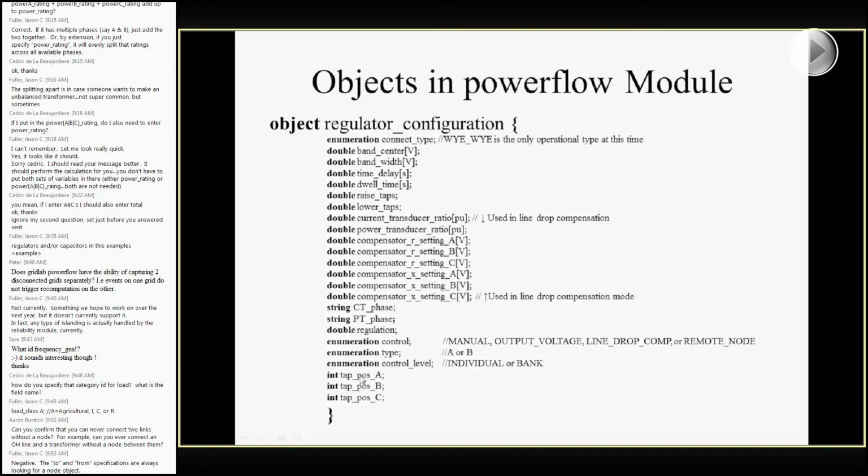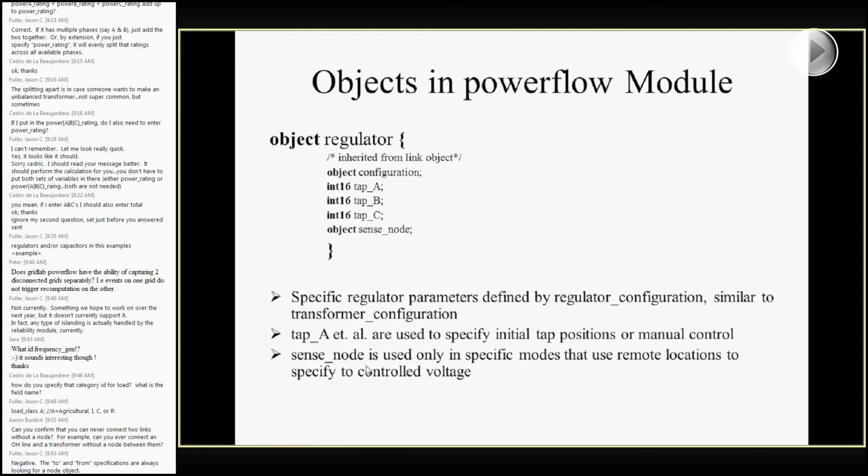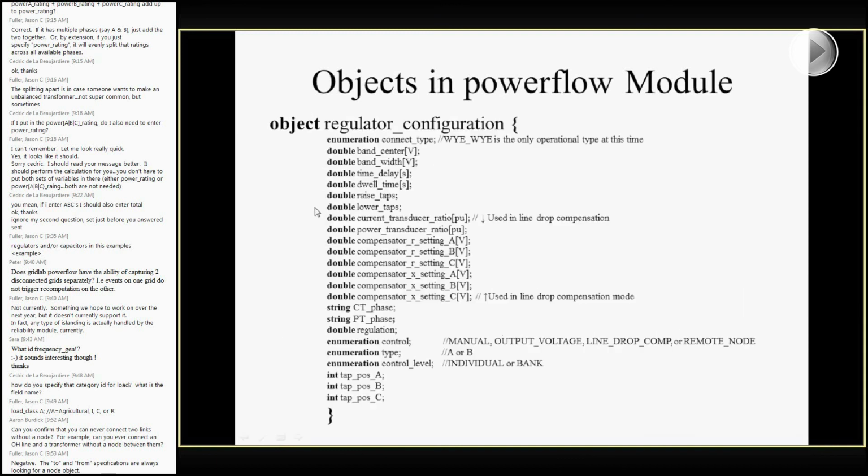And then this tap position A, B, and C underneath the regulator configuration, these are just the initial tap positions. I think these are the initial, and the ones that are actually in the regulator represent the tap position of the system. These, I'm pretty sure, are just the initial tap position, and then the time-evolving ones, as the system's actually changing, are the ones under the regulator object itself here.